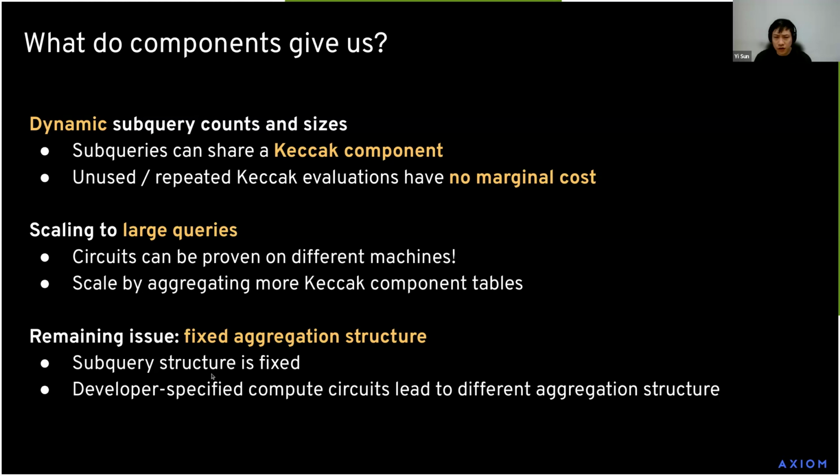All right, so there's still one remaining issue, which is that the aggregation structure is fixed in this setup. So if I have a different developer-specified compute circuit, then it's going to access different types of subqueries. And the final aggregation circuit that's supposed to reconcile everything is going to be different depending on what the developer has requested. So that's pretty unappealing, mainly because on the proving side, we would need to scale out our prover in a very custom way for every developer. And that's a pretty big challenge on the backend.